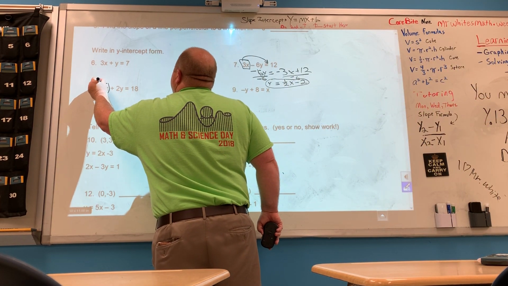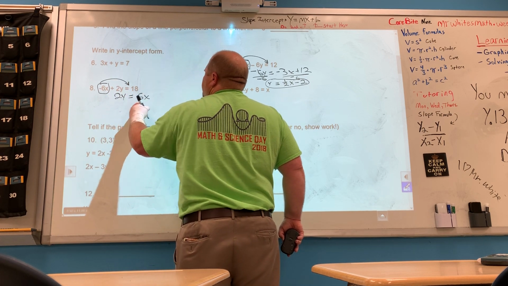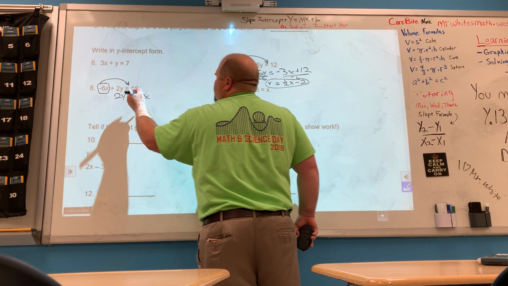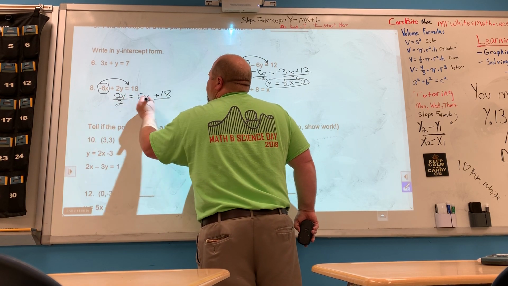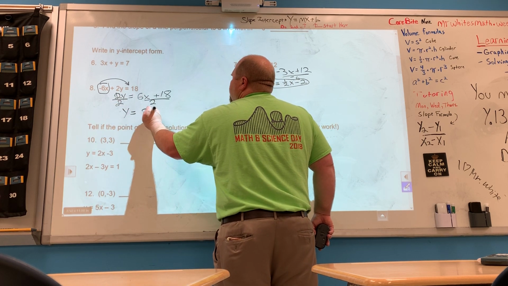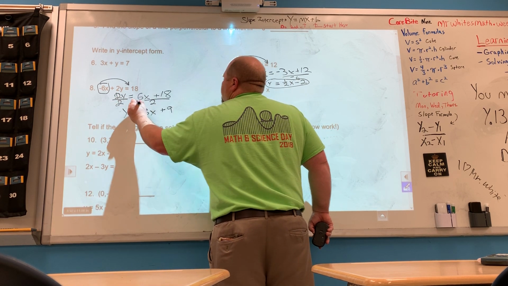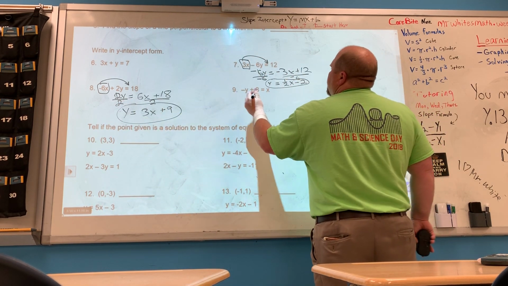All right, number 8. Negative 6x needs to go to this side. That leaves me with 2y equals 6x, positive 6x, because it went to the other side of the equal, plus 18. Divide everything by 2 so that we can get y by itself. So y equals 3x plus 9.